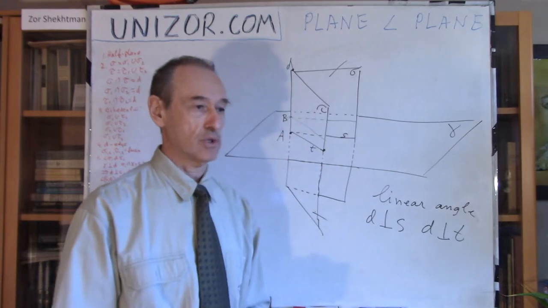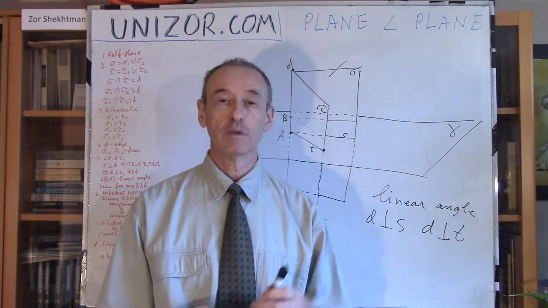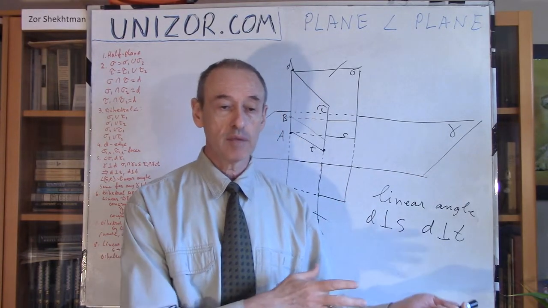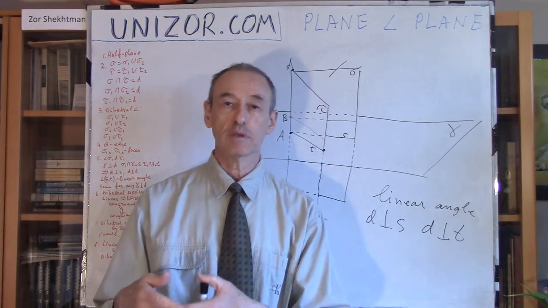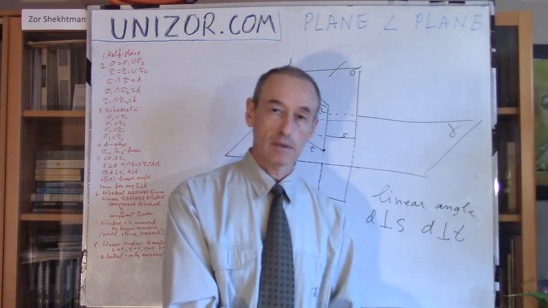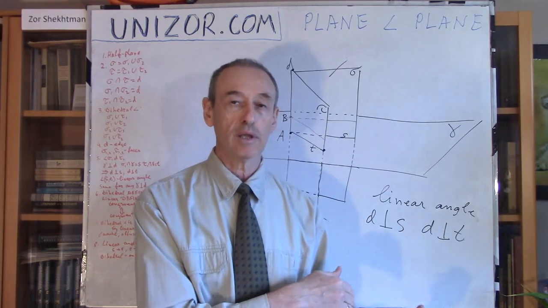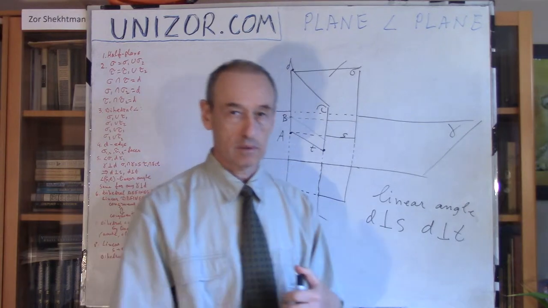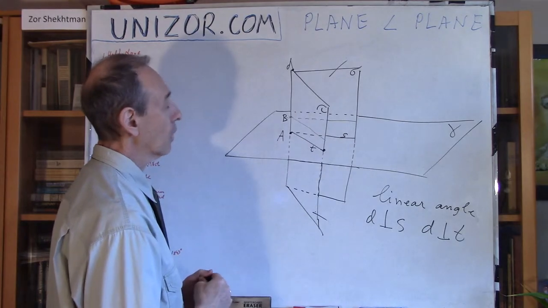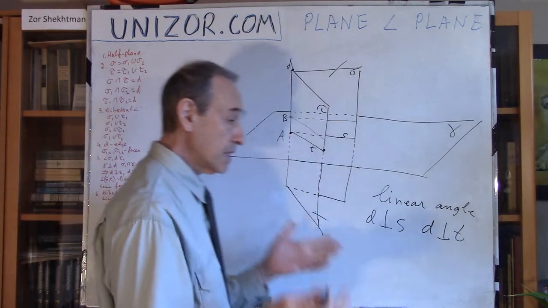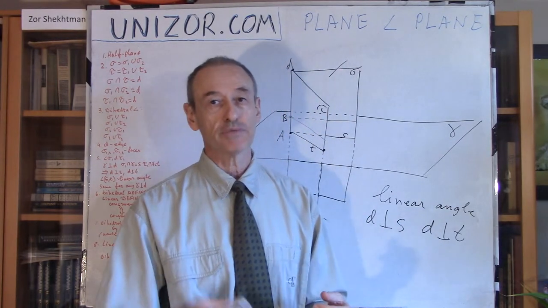Now, what does it mean actually? Well, it means that equality or congruence, if you wish, between dihedral angles can be completely reduced to the equality or congruence between the corresponding linear angles, and the other way around. Congruence or equality between linear angles corresponds to the congruence or equality of dihedral angles, which means we can actually measure the dihedral angle in terms of corresponding linear angles.